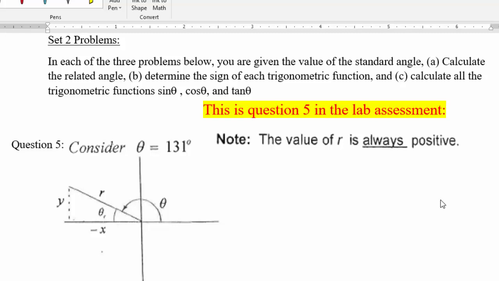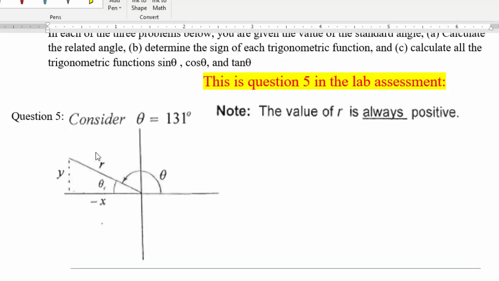Alright, in problems 5, 6, and 7, we are given the standard angle and we are asked to calculate the related angle. If you don't know the difference between standard angle and related angle, please go back to the definitions in this handout. Then we are asked to determine the sign of each trigonometric function, which is the sign of the sine, cosine, and tangent. And we are also asked to calculate the three trigonometric functions, sine, cosine, and tangent.